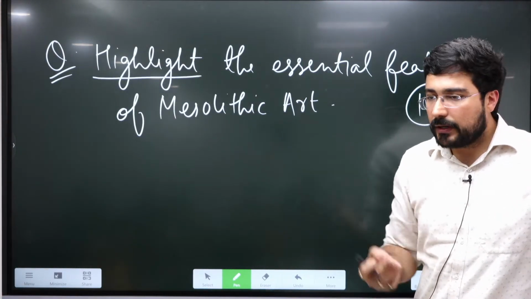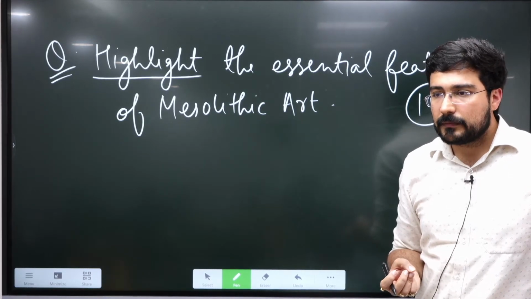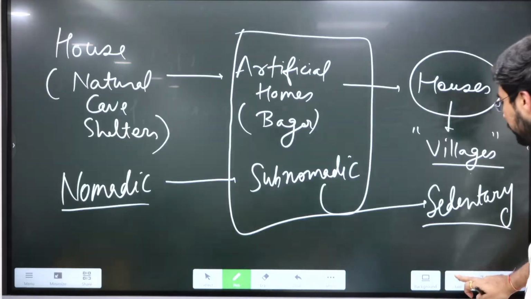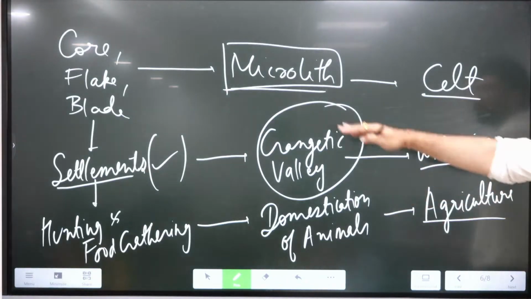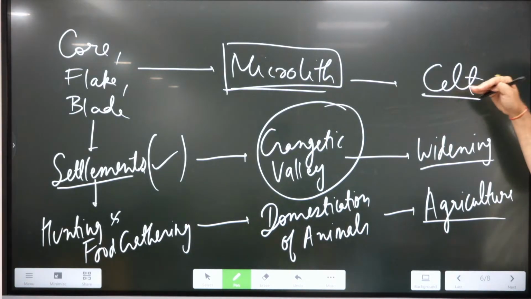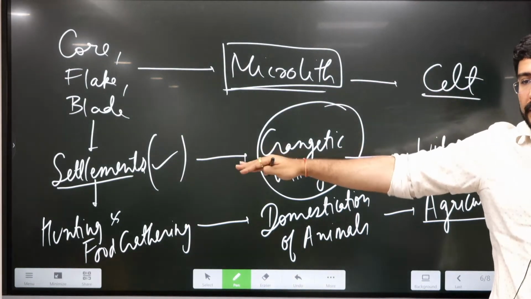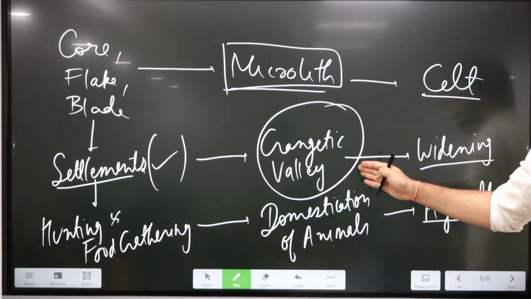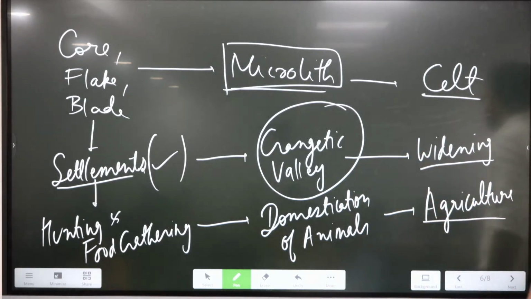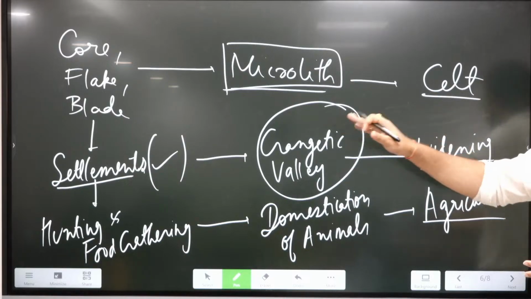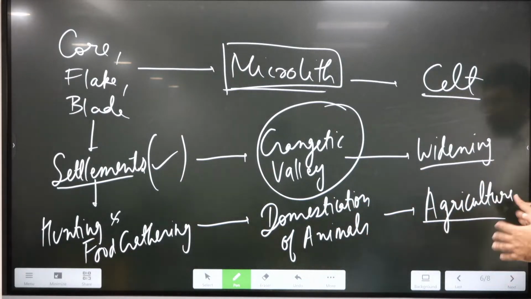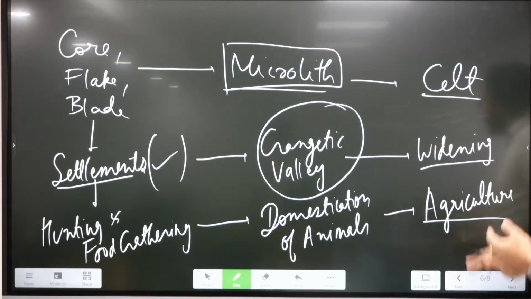In what sense do we have to connect? Yes, in tools it is easy to understand the transition, like we discussed just now in the transition. Core flake blade technology. Here we have microliths, here we have tools with handles, settlements mostly in and around cave shelters. Then we see even in the Gangetic Valley, and finally we see the widening to the whole of India, including your northeast area where we have very few settlements in the Paleolithic and Mesolithic period. Next, hunting and food gathering, domestication of animals, shift towards agriculture. This is just the same as what we understood.